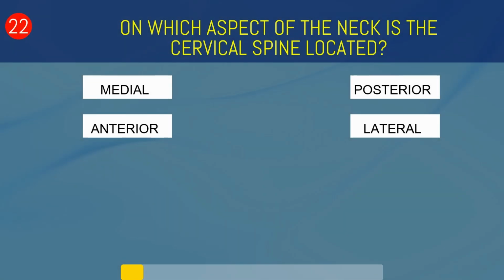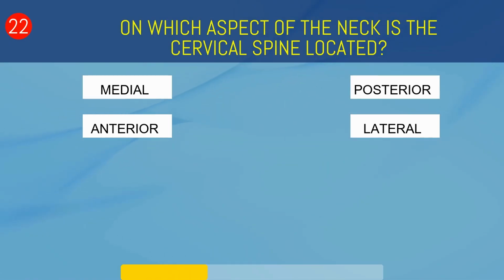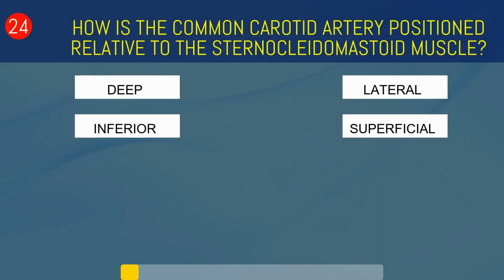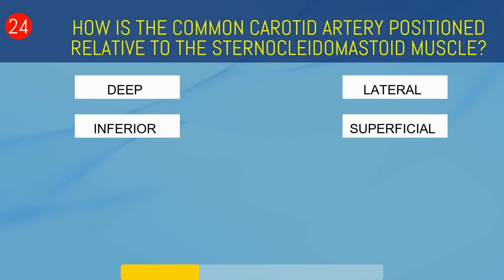Anterior. On which aspect of the neck is the cervical spine located? Medial, anterior, posterior, or lateral? Posterior. How is the external jugular vein positioned relative to the sternocleidomastoid muscle? Deep, posterior, superficial, or medial? Superficial. How is the common carotid artery positioned relative to the sternocleidomastoid muscle? Deep, inferior, lateral, or superficial?